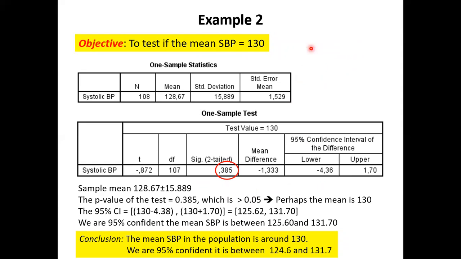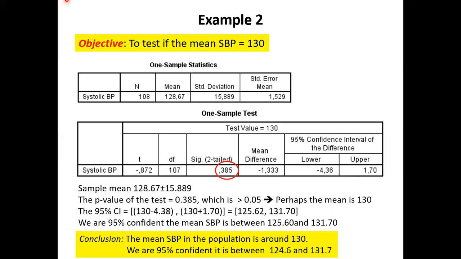Then what do you do? Therefore, systolic blood pressure, do not reject H null. In the H null, it means 130. H alternative, the mean is not 130. P-value more than 0.05. Do not reject H null. That means perhaps the mean is 130.